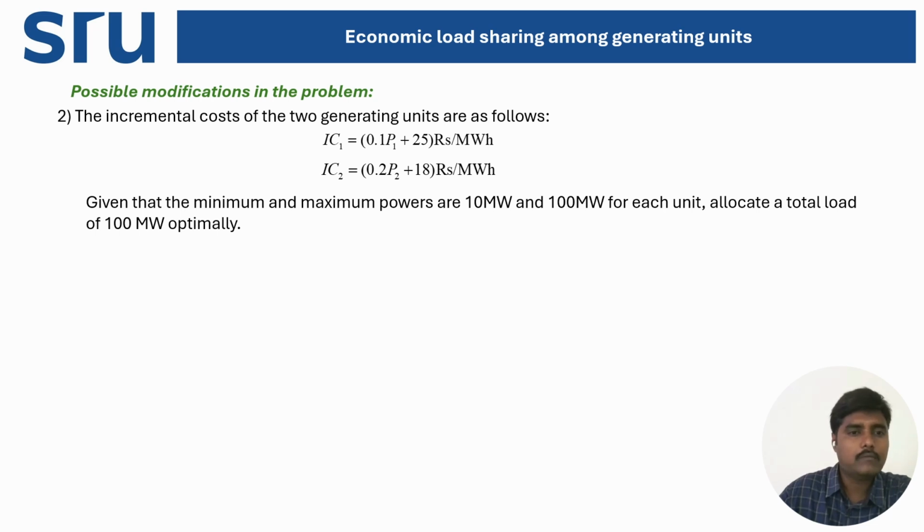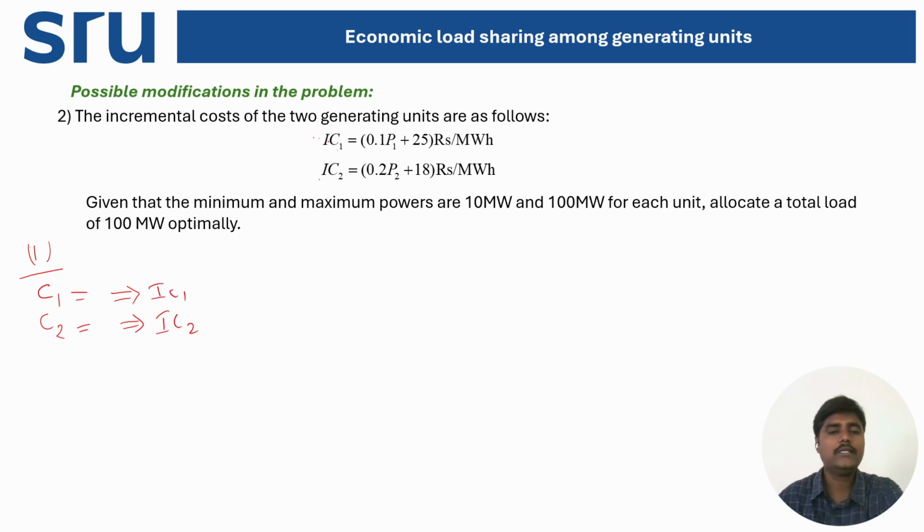See, in the problem, the incremental fuel cost equations are given. Instead of giving incremental fuel cost, one probable case is that the cost equations C1 and C2 may be given. Then you have to get IC1 and IC2 by using the given cost equations C1 and C2. So that might be one probable modification you can have.